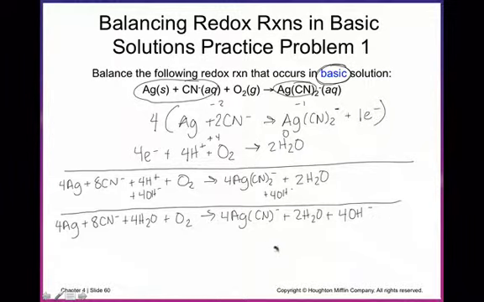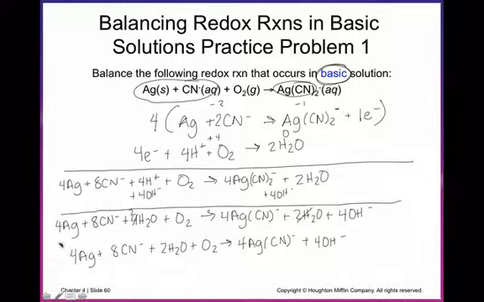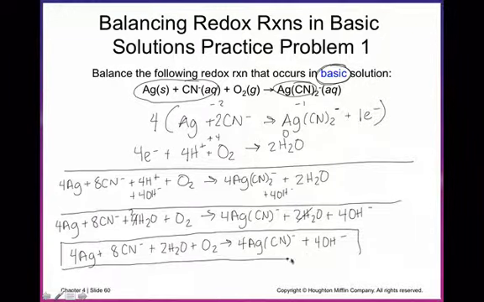Okay, then I look for things I can cancel, which would be my waters. Those go away. That leaves me 2 here. Everything else is fine. So then my final answer is this. And my 4 of these plus my 4 hydroxide ions. So I'm going to trust myself that I did that right because I don't want to waste your time counting charges and elements, even though I think you should do it every time. So there's your final answer for that one.